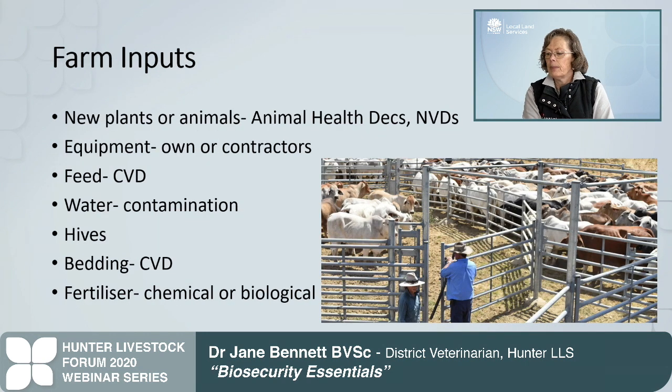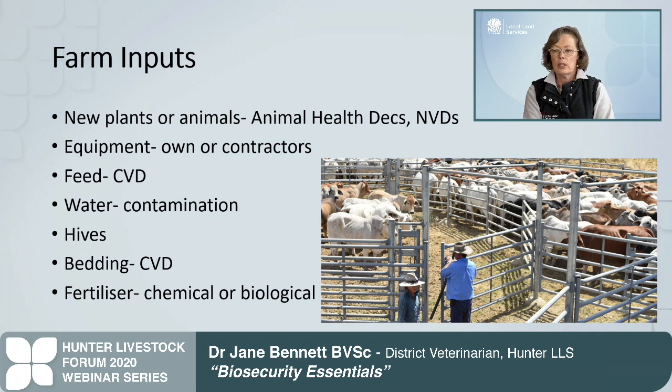Firstly, the farm inputs. You've got to remember that any new plant or animal or machinery that you bring onto a property brings risks with it. Could be disease, could be seeds, could be all sorts of options that bring a biosecurity risk onto your property. You can minimise that by looking at things like animal health declarations, by national vendor declarations, and by commodity vendor declarations.